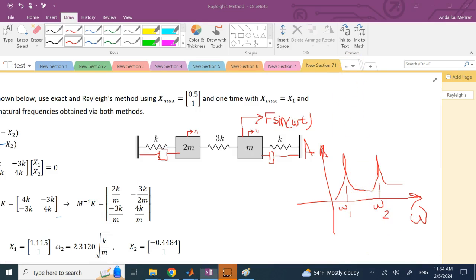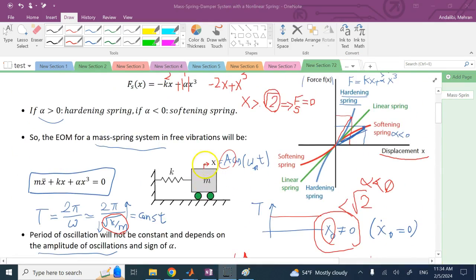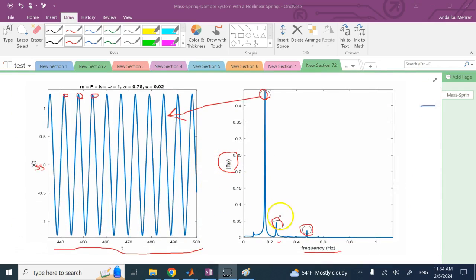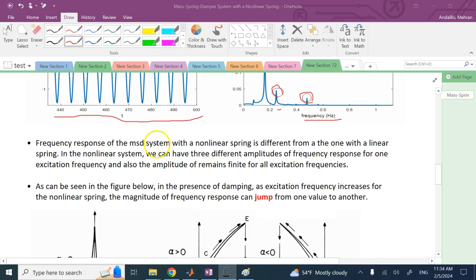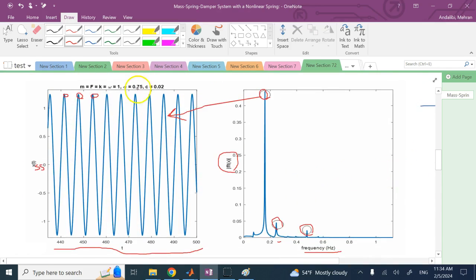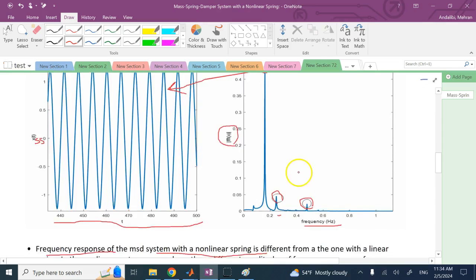But in our system, which only has 1 degree of freedom, having more than 1 peak in the frequency response is interesting, and that's what it does. And these are because of the nonlinearities. Okay, so you're going to see this kind of response. So in general, for the mass-spring-damper system with a nonlinear spring, the frequency response is different. First of all, you might have several different amplitudes of frequency response for 1 omega, and that's exactly what you can see here. For one single omega, you're going to have 3 peaks, or several peaks in general.